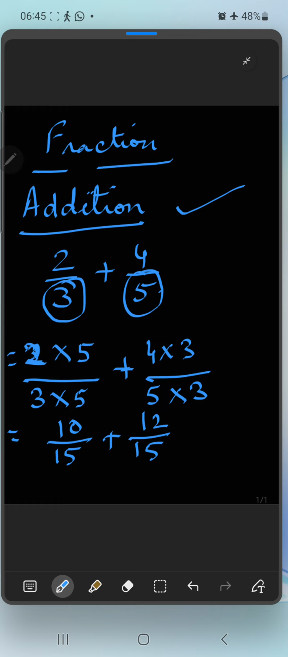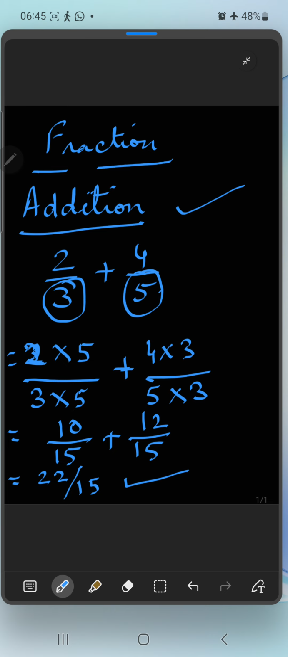Now see, both the fractions have converted into like fractions because their denominators are the same now. Then we just have to add both the numerators. 10 plus 12 is 22, and 15 will remain as it is. So this would be the addition of the given fractions.